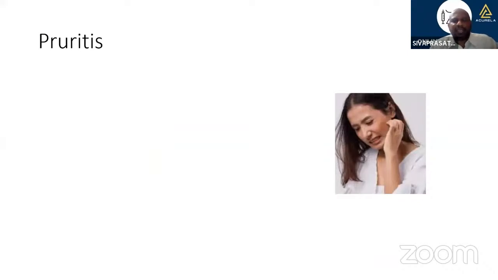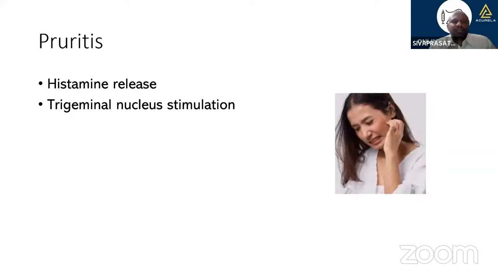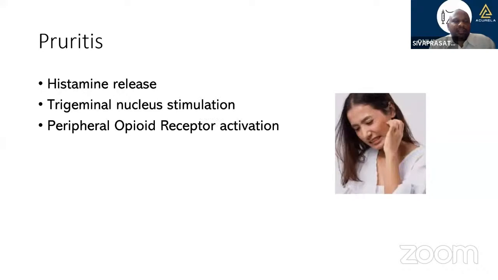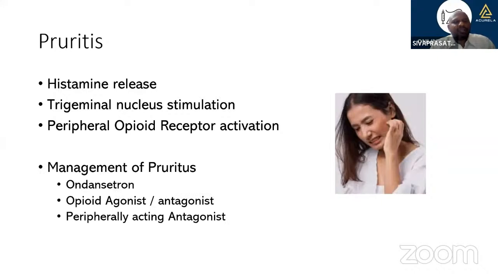Pruritus is a very irritating thing which is yet to be conquered. So it occurs through histamine release in case of morphine. It also occurs because of trigeminal nucleus stimulation and also because of peripheral opioid receptor activation, because different mechanisms are there. One specific drug to prevent pruritus is not there. They have discovered many areas where these opiates act and produce pruritus.